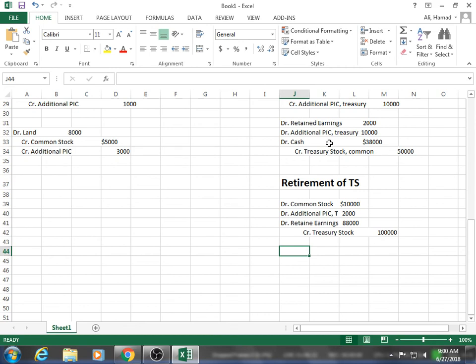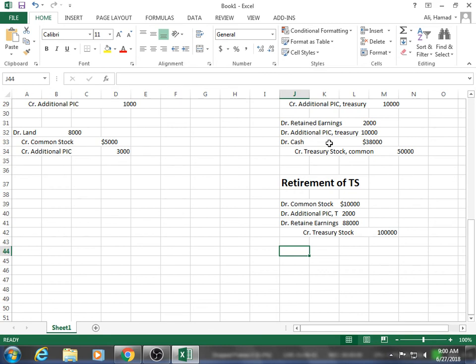Like we said last time on the dividends, there are 3 dates. Whether it's cash dividends or stock dividends, there are 3 dates. You remember those dates? The declaration date, record date, and payment date. Remember those 3 dates associated with the issuance of cash dividends or stock dividends, both.